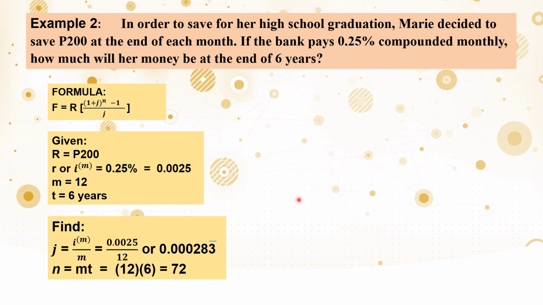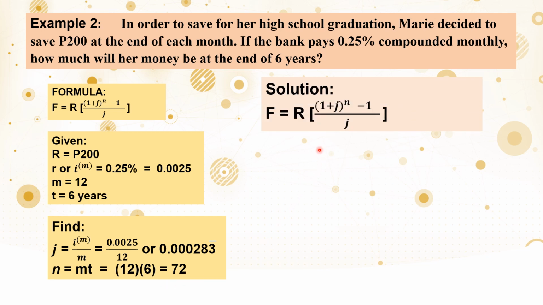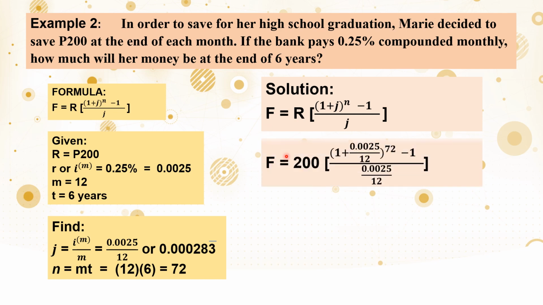So we can now find the future value using this formula. So future value is equal to our R, which is 200, times the quantity 1 plus our J, which is 0.0025 over 12, raised to our N, which is 72, minus 1, over our J, which is 0.0025 over 12.